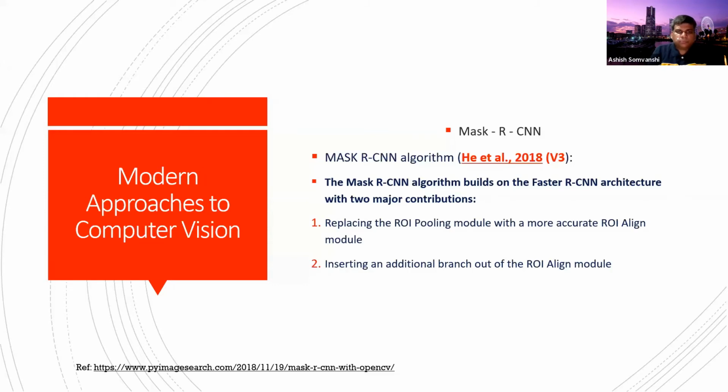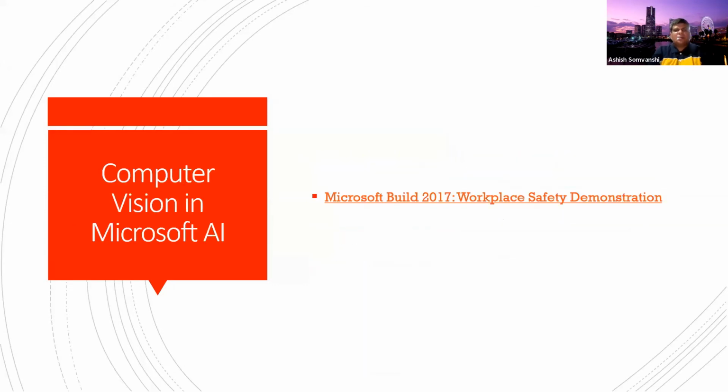So a very interesting application of computer vision was presented way back in Build 2017 by Microsoft in their presentation, which showcases the application of computer vision in industrial setups. That is workplace safety, which is very critical. In fact, these are simple hardware and simple software solving a very complex problem. So let's go on.